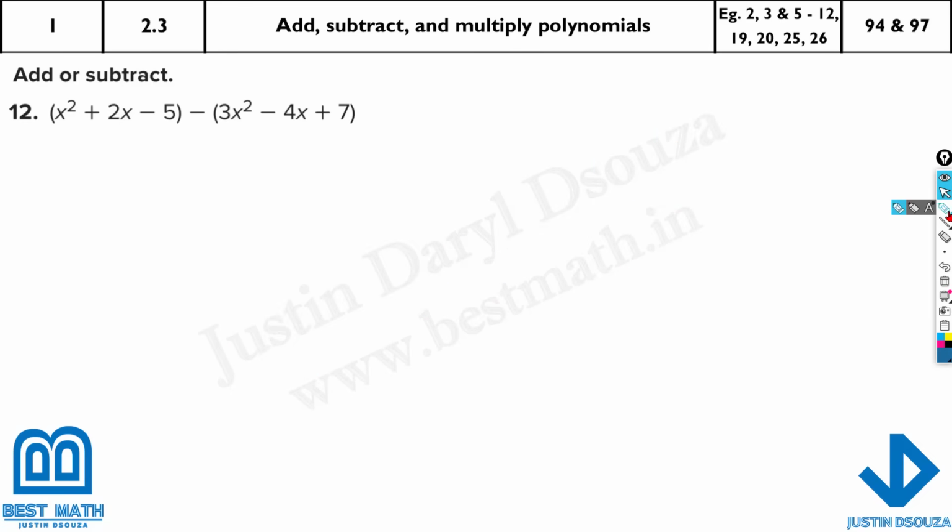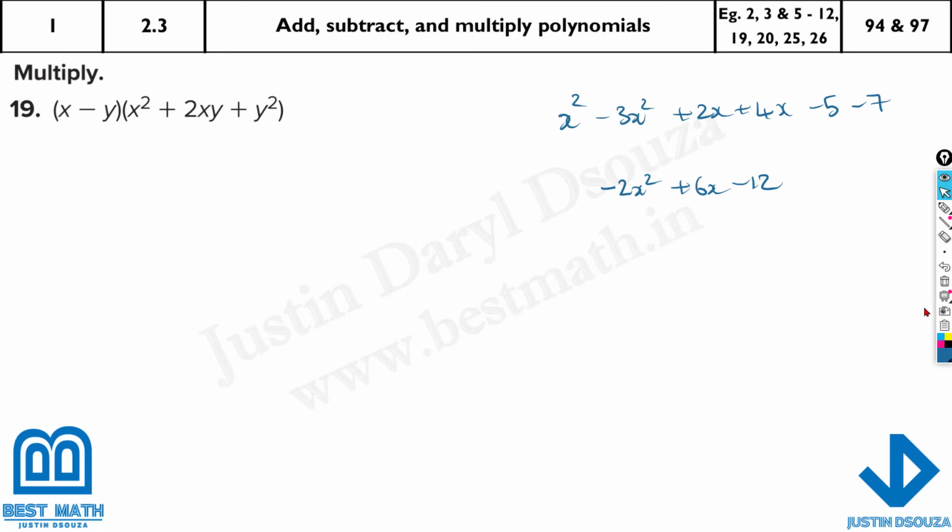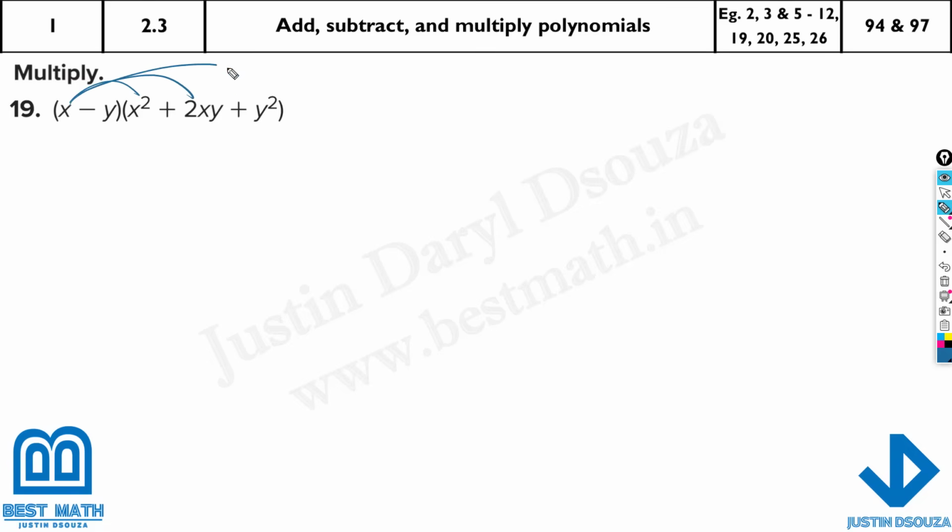What about this one? Here again, it's x squared minus 3x squared plus 2x plus 4x minus 5 minus 7. And we have over here minus 2x squared plus 6x minus 12. That will be the final answer. Here we go. And now we are in multiplication. Multiplication by the FOIL rule. You must remember here we are multiplying this term throughout and then this term throughout.